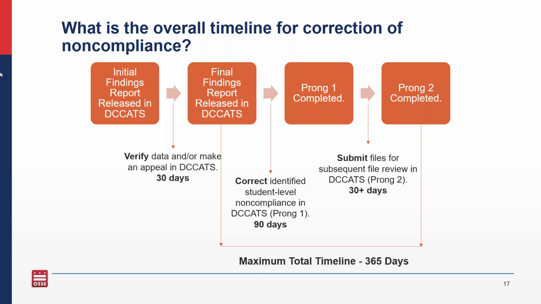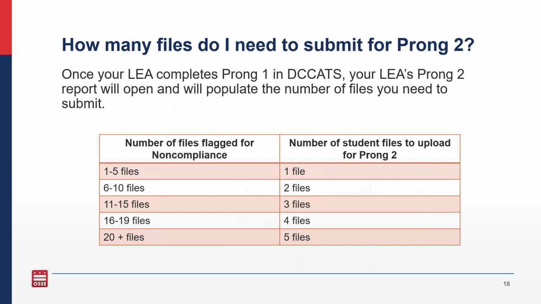So right now we are in the process of closing out prong 1 and prong 2 for previous reports. We are reviewing this with you today. Also to just let you know that again, today, 2 reports will be released in DC CATS. Next slide, please. This is a quick overview of how many files you need to submit for prong 2. It gives you a breakdown of how many files are required per number of files flagged for non-compliance. Okay, next slide, please.